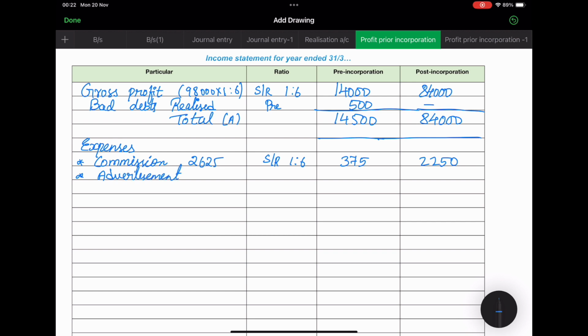Next, advertisement valued at 5250, that is also on the sales ratio 1:6. So 5250 into 1/7 is 750, and 5250 into 6/7 is 4500. Next we are having MD's remuneration.